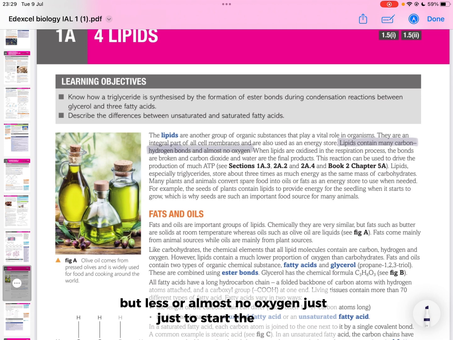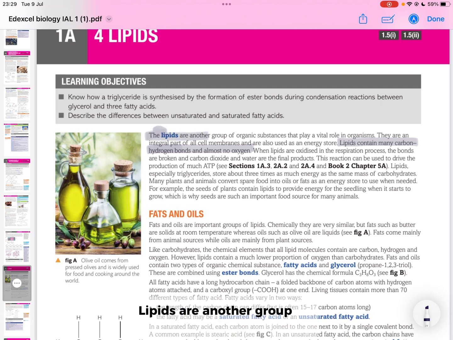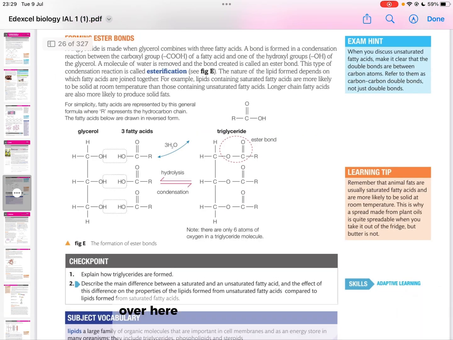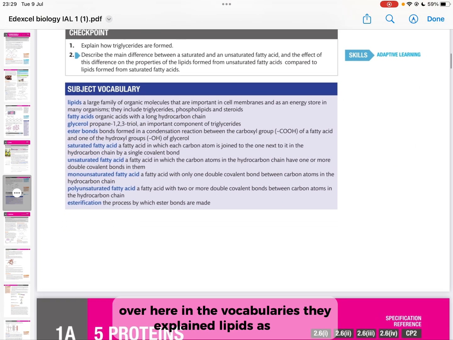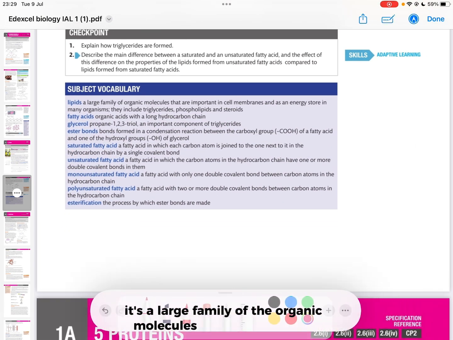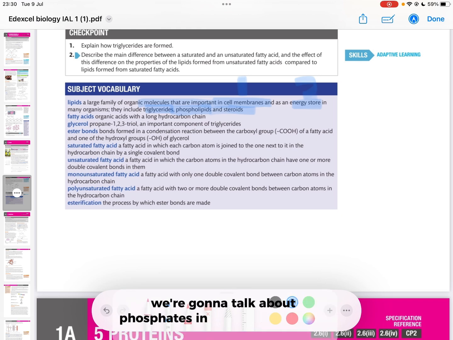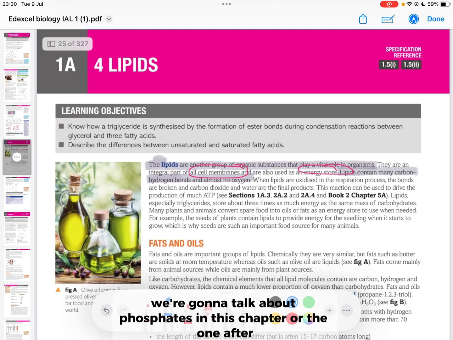Just to start with a good introduction, lipids are another group of organic substances that play a vital role in organisms. There are many uses, such as being an integral part of the cell membrane, and also being used in energy storage. Look over here in the vocabs, they explained lipids as a large family of organic molecules that are important in cell membranes. This is the first use, and an energy store, which is the second use, in many organisms. They include triglycerides, phospholipids, and steroids. We're going to talk about phospholipids in this chapter or the one after.